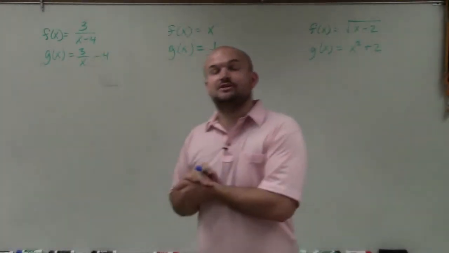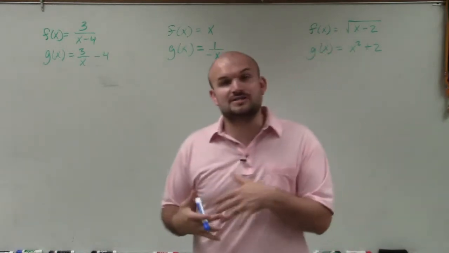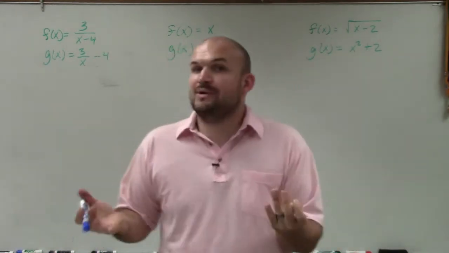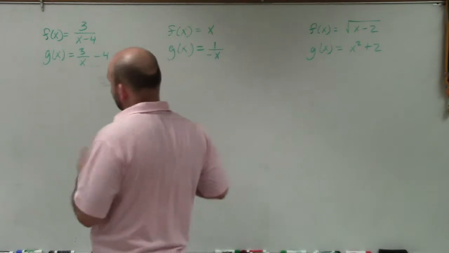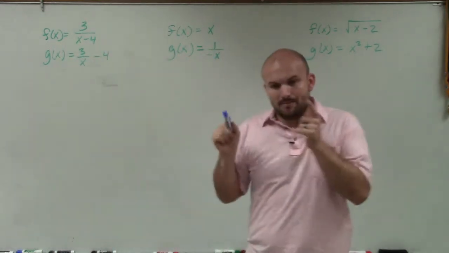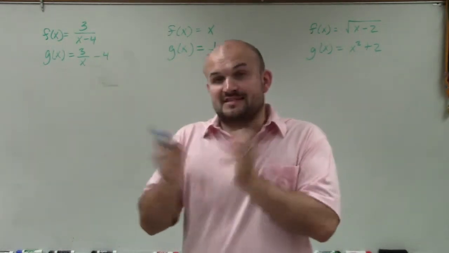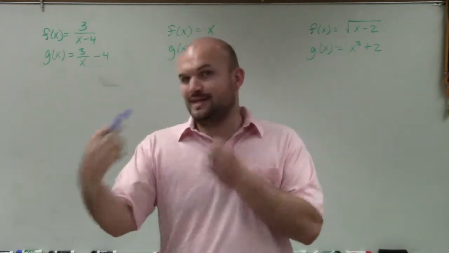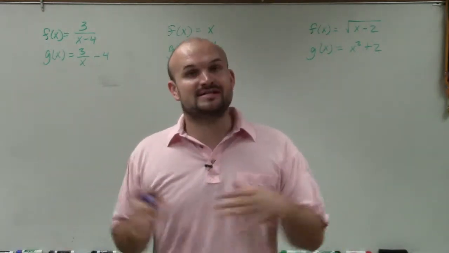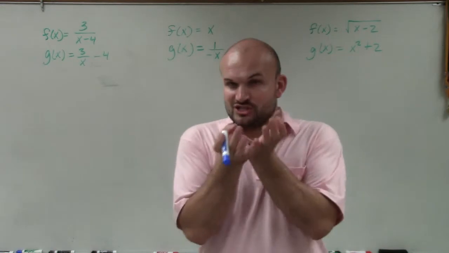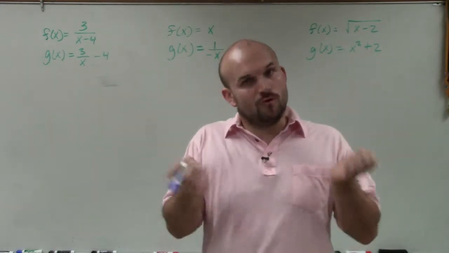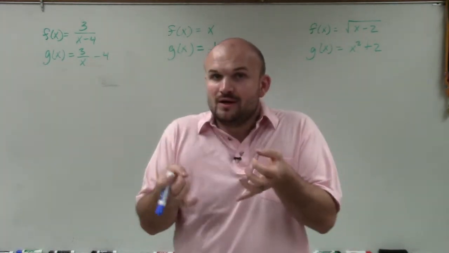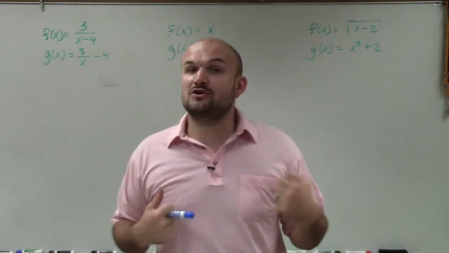Welcome, ladies and gentlemen. What I'd like to do is show you how to determine if two functions are inverses of each other. The way to determine that is we're going to have to compose them, both f of g of x and g of f of x. That means plug each function into the other function and then simplify. And if we can simplify to get the identity function, which is just x, then we can show formally, or prove without a doubt, that two functions are inverses of each other.